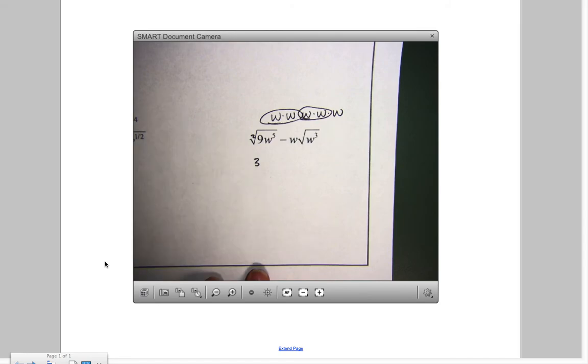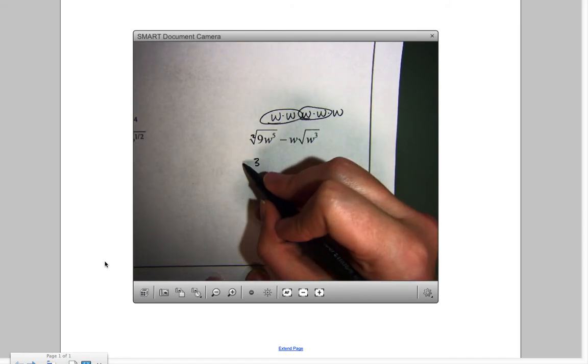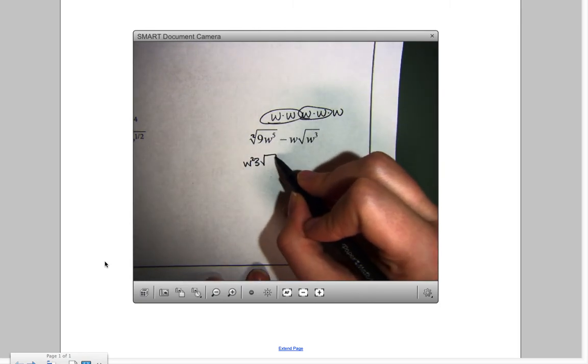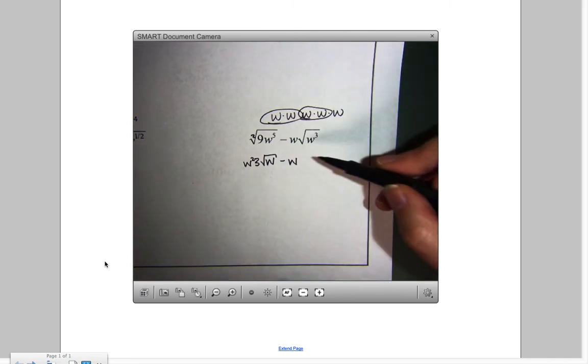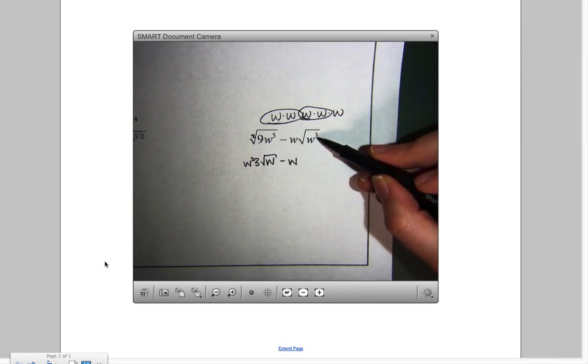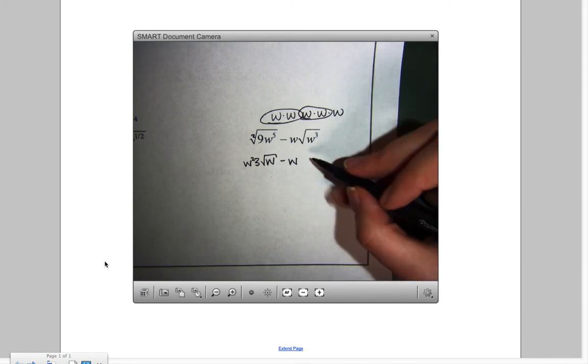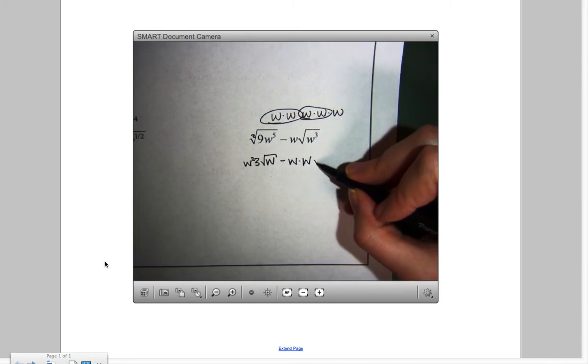There's 2 groups of 2 w's. So we're going to multiply w times w. W squared is going to come out, and this leftover w has to stay underneath. Minus w times the square root of w cubed. W cubed is w 3 times. There's one group of 2 in there, so a w comes out, and there's a leftover w.